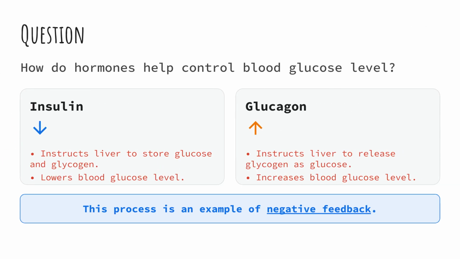Blood glucose is controlled by insulin and glucagon. Insulin instructs the liver to store glucose as glycogen, lowering blood levels. Conversely, glucagon triggers the liver to release stored glycogen as glucose, raising levels. This is a classic example of negative feedback.